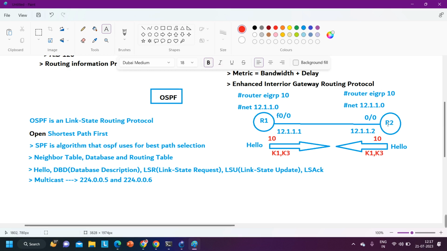Can you please explain one more time in a short way, neighborship of OSPF? What can I explain? This is neighborship of EIGRP, not OSPF. Okay, okay, okay. Got it.